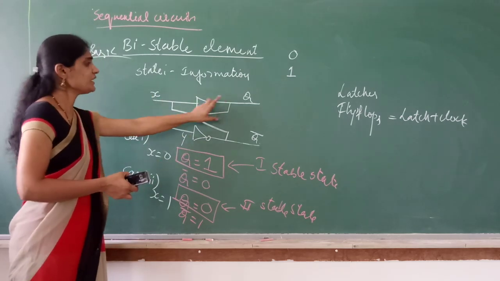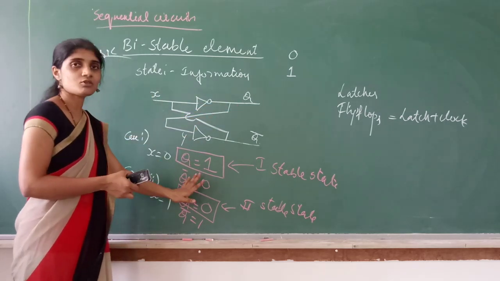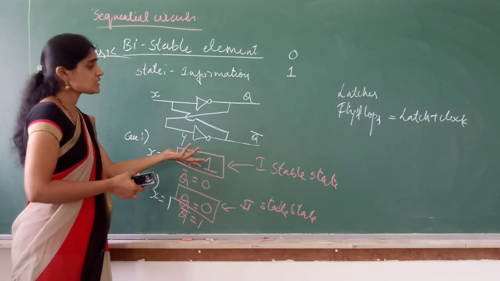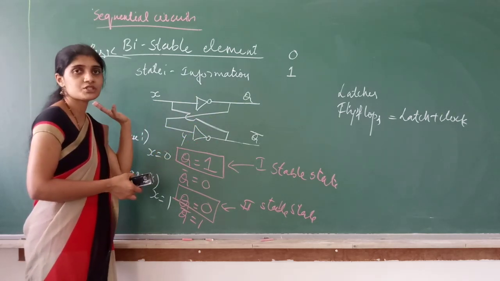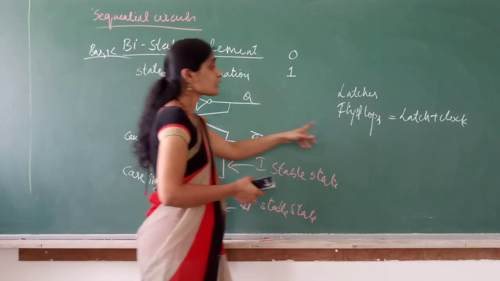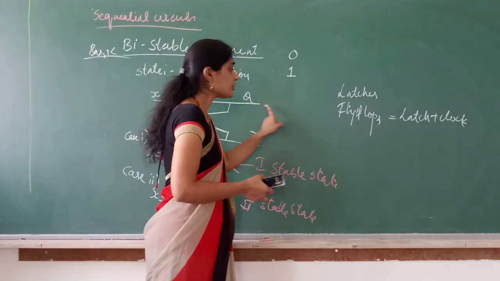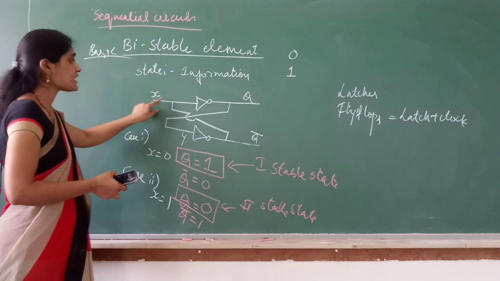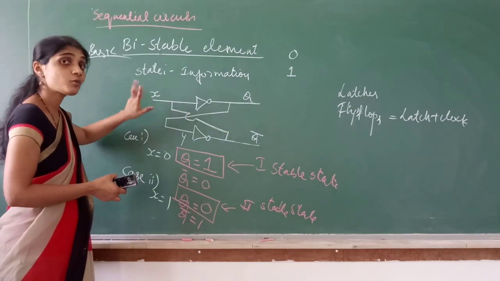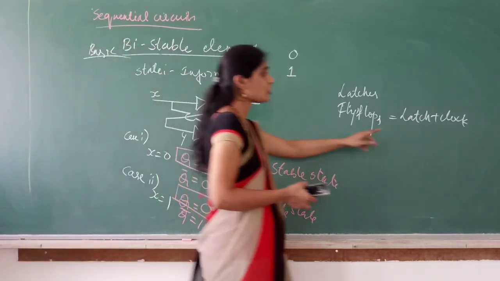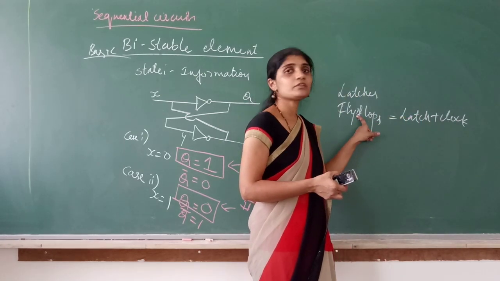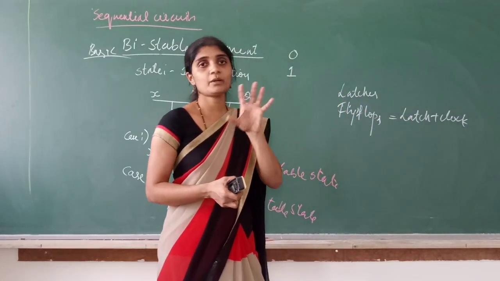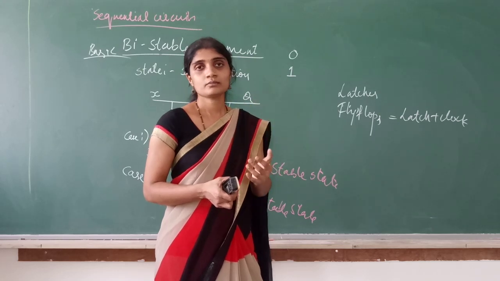If x is 1, immediately output response what? 0. Will it wait for any other signal? No. So latch output responds immediately when the input changes. But flip-flop output will not change as soon as you change the input. It will wait for one more control signal that is called the clock. So you have to give the clock. Only then does the output of the flip-flop change, depending on what input you have given.